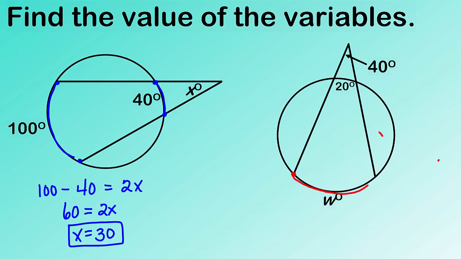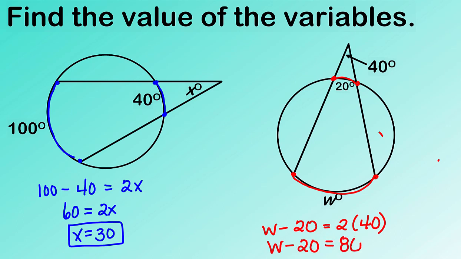I have this arc out here. And I'm just going to say that my bigger arc, which is w, minus my smaller arc, which is 20, is equal to 2 times 40. So w minus 20 is equal to 80. That gives me that w is equal to 100.